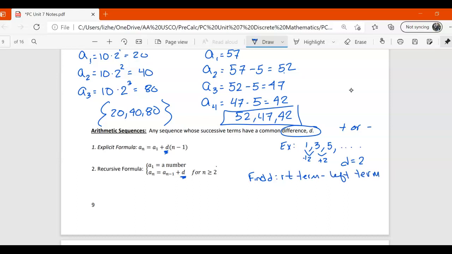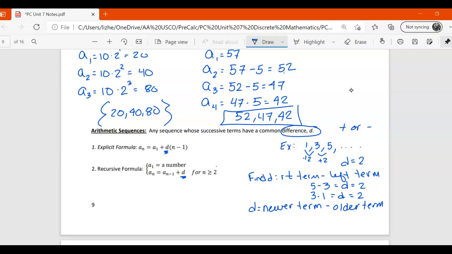So in this case, we could do 5 minus 3 gives me D, which is 2. Or I could do 3 minus 1 also gives me D, which is 2. By the way, the D has to be the same for all those. It can't change. Another way to think of it is you could say D equals the newer term minus the older term.